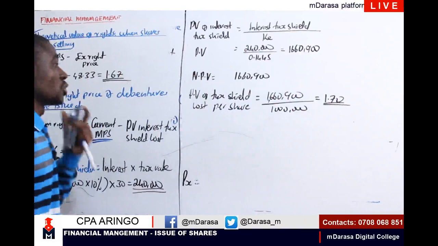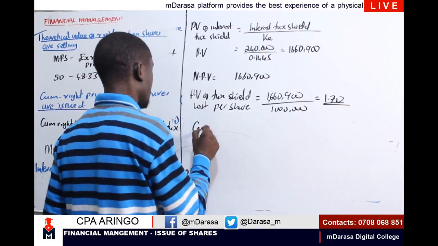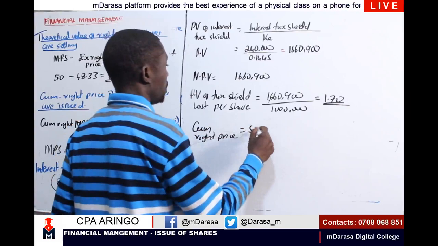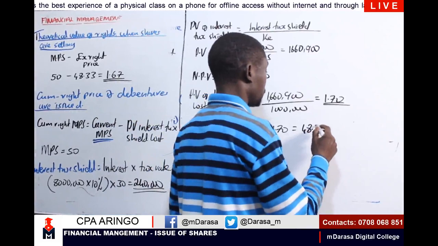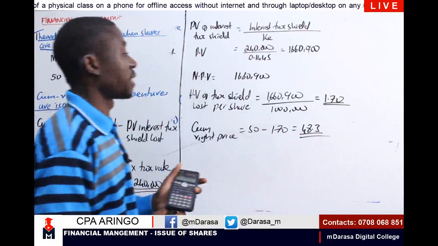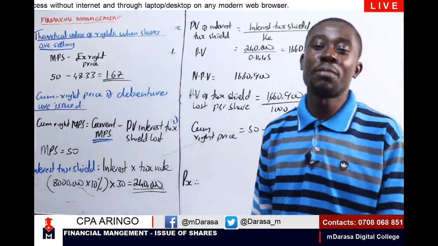Once we have that it will be easy. Don't worry, Mwalimu is tired. We're looking for the ex-rights price. I'm having 50 minus 1.70, which gives us 48.3. So that is what you are required to do in that question of ours. I want us to meet in the next session whereby we're going to handle another question. To that point, guys, thank you so much.